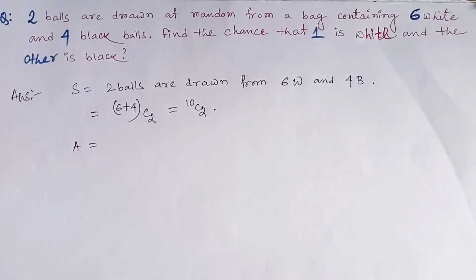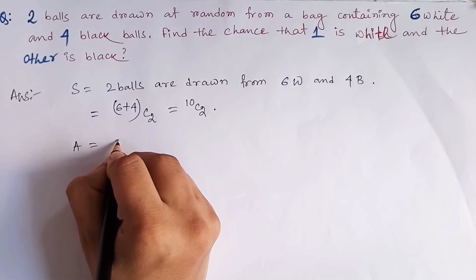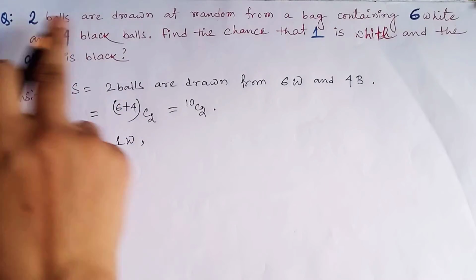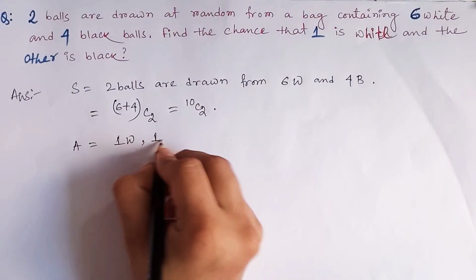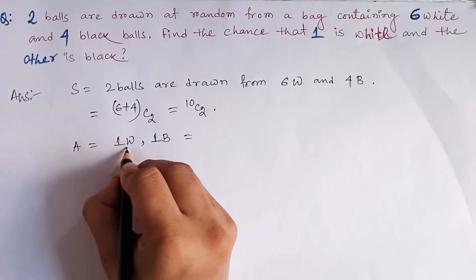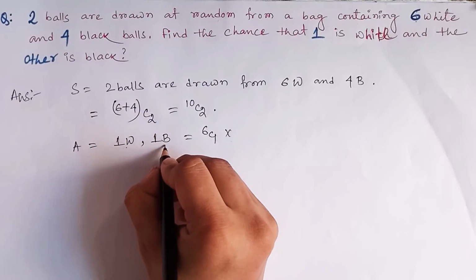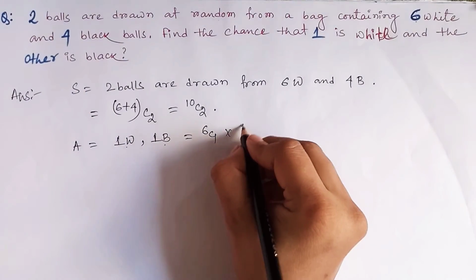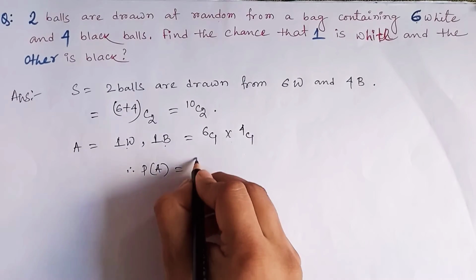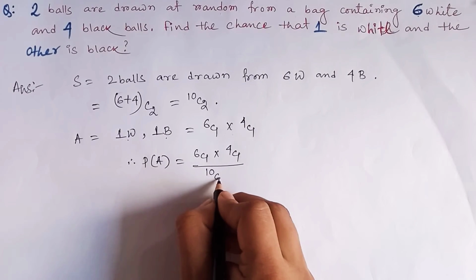Now A is equal to the chance that one is white and the other is black. So A is equal to 1 white ball and the other is black, meaning out of 2, if one is white then one is black. We can select 1 white ball out of 6 white balls, 6C1 ways, and 1 black ball out of 4 black balls, 4C1 ways. Therefore the probability of A is equal to 6C1 into 4C1 whole divided by 10C2.